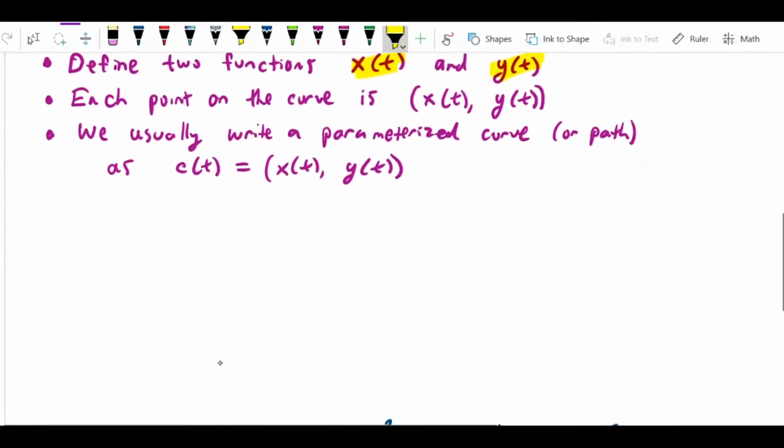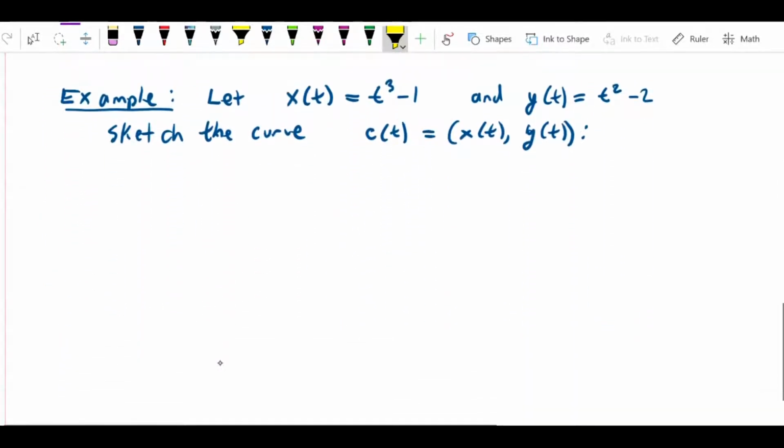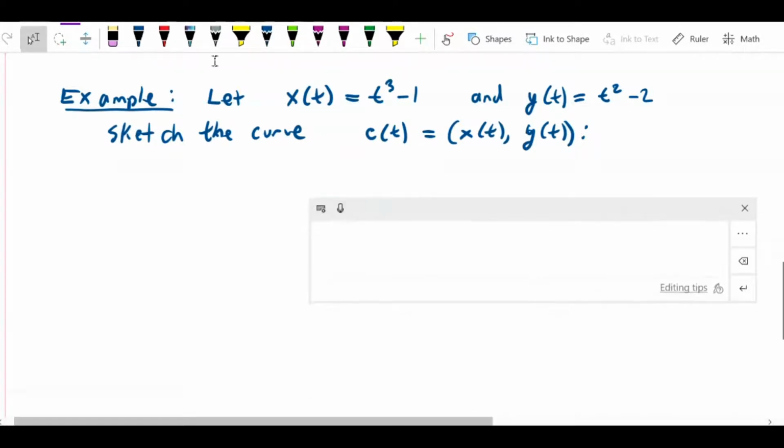Let's give an example of what a curve would look like if defined in this way and how you would define such a curve. Let's suppose that x of t is equal to t cubed minus 1 and y of t is equal to t squared minus 2. So let's sketch the curve c of t equals x of t comma y of t. Now, we're making certain assumptions here. We're going to assume that t is defined for all real numbers. That's not always going to be the case, but by default, if we don't say what the domain of t is, we'll assume that it's all the real numbers.